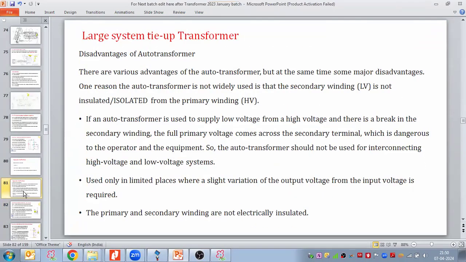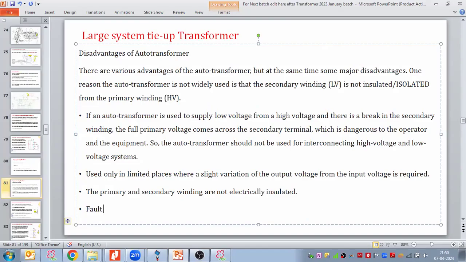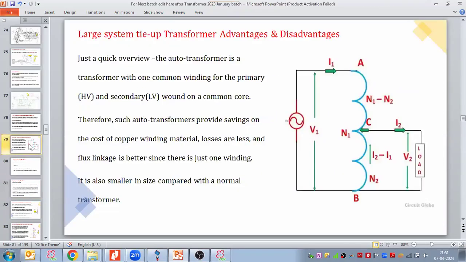Now one more problem we can list here: the fault current of the HV side may come to the LV side as well, right? Yes, sir. Fault current of HV side may come to the LV side as well. So this is also a disadvantage, and this auto transformer is not used everywhere.